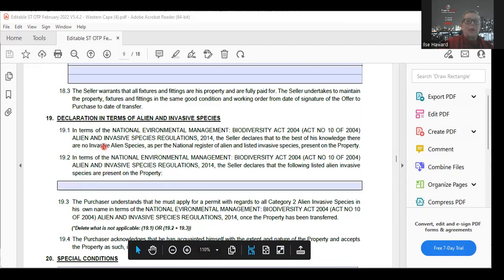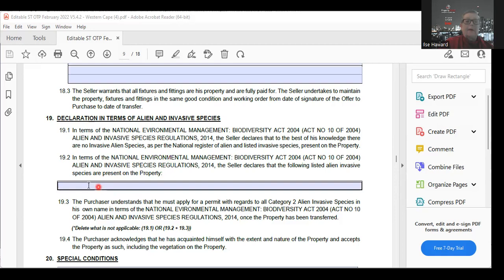19.2, make sure that I know whether they are invasive species. If normally there's not, then NA here.